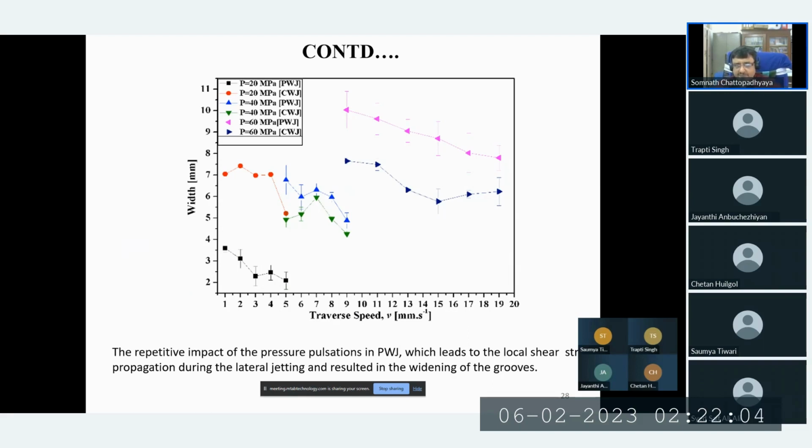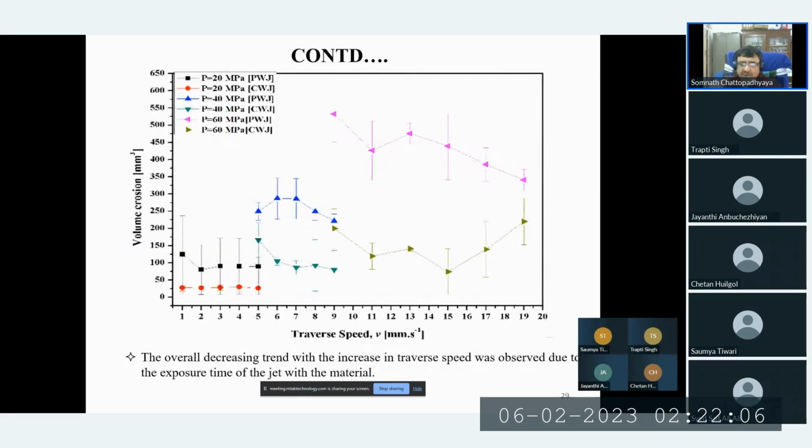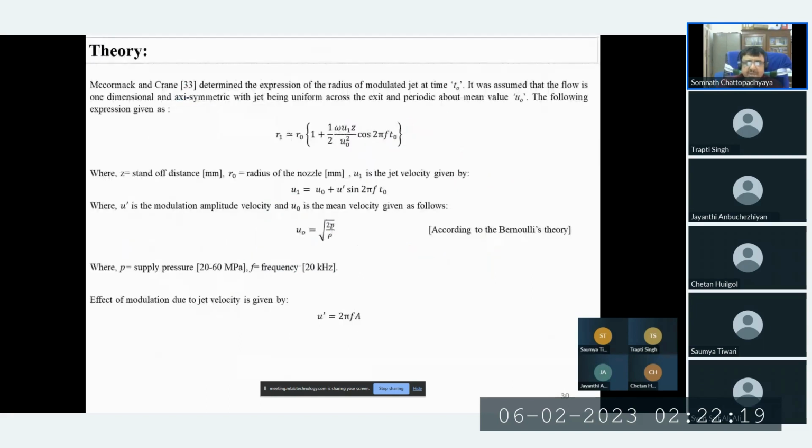So we have done extensive experimentation with all those different pressure levels along with the pulsations to compare the difference between PWJ and CWJ. So there are some theories. I am not going into much of the detail.